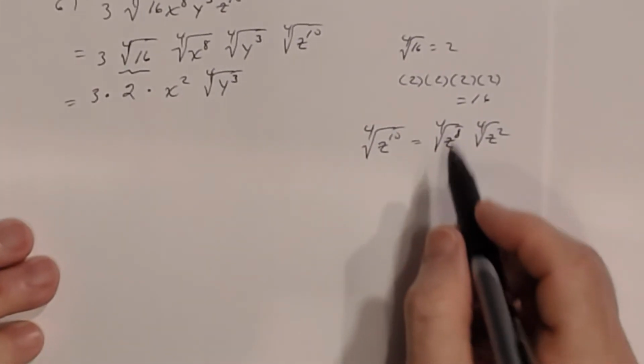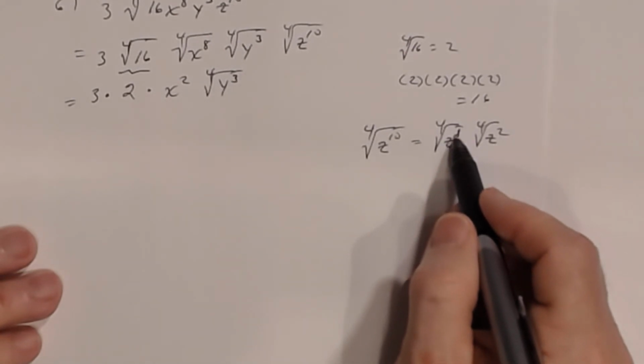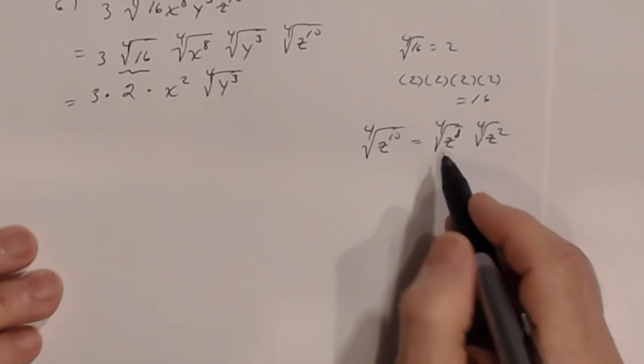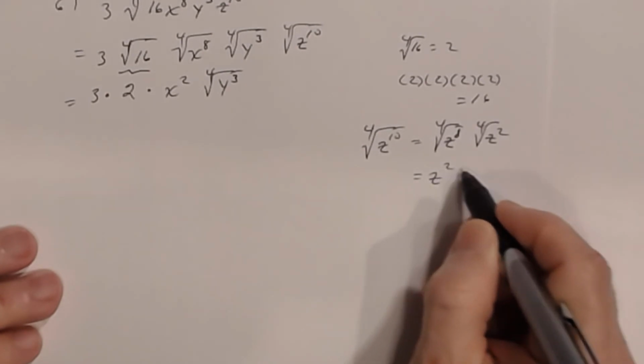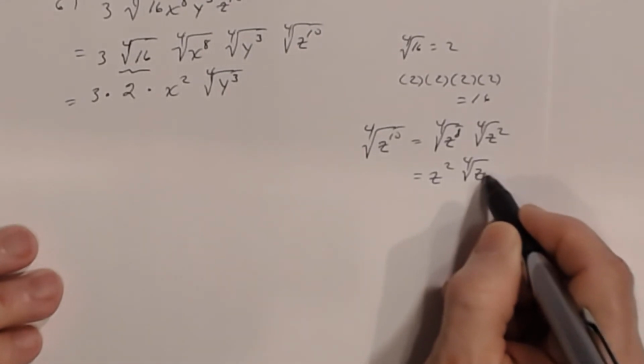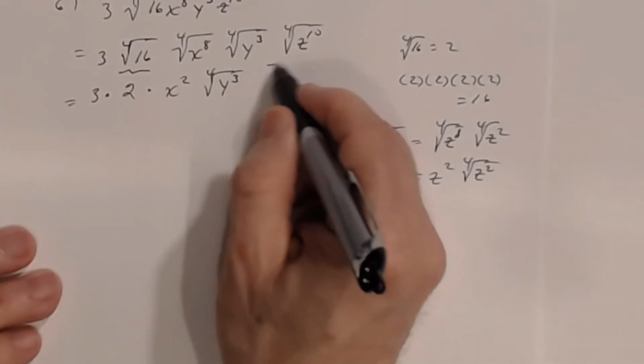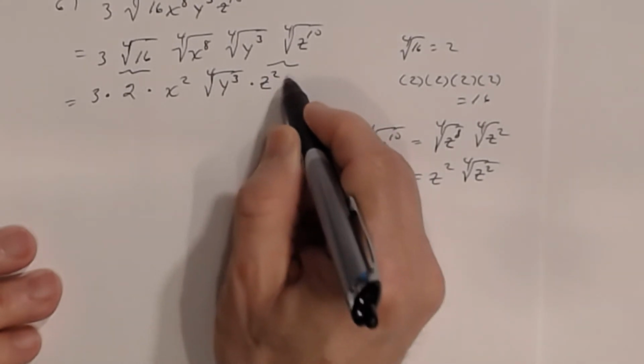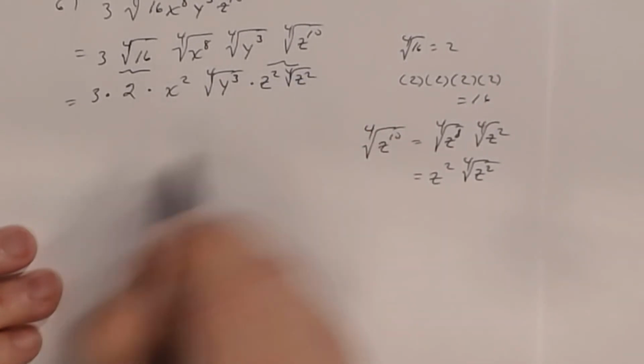And then I can simplify the 4th root of z to the 8th, because 8 divided by 4 is 2. So that's z squared times the 4th root of z squared. So that goes here. So times z squared, 4th root of z squared.